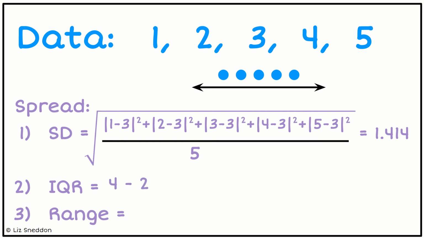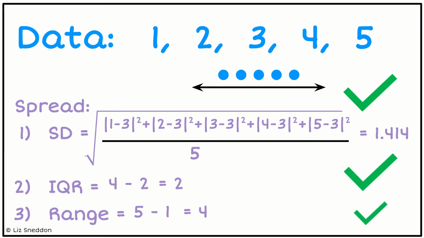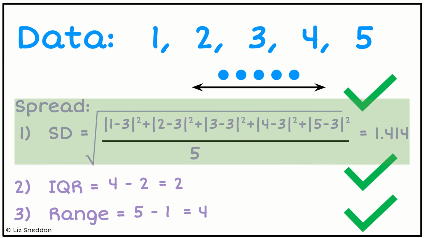Our interquartile range is our upper quartile minus our lower quartile. So that's 4 take away 2, which will give us 2. And our range is the maximum minus the minimum, which is 5 minus 1, which equals 4. So because my data doesn't have any outliers or skewness, I can say, look, all 3 of these measures of spread are acceptable. I could use any of them. And at level 3, we want to use the most sophisticated, so we will use the standard deviation to refer to the spread of the data here.